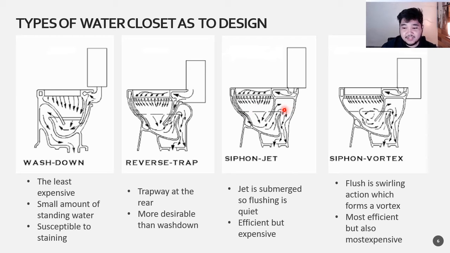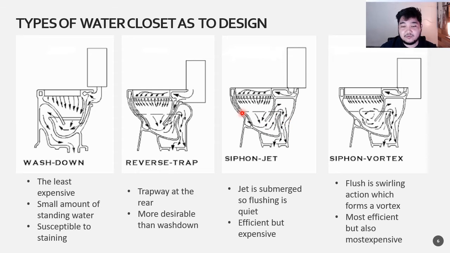Remember the principles that I talked about in Module 1, that every fixture must have a trap. We briefly talked about how our lavatories have a P trap or sometimes a bottle trap. But for water closets, the trap is built within the water closet itself. So this is called an integral trap.